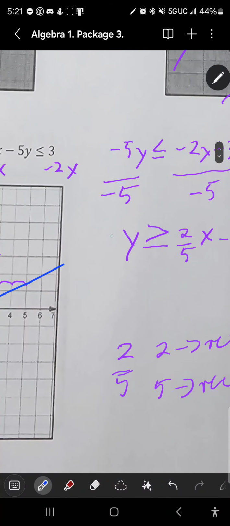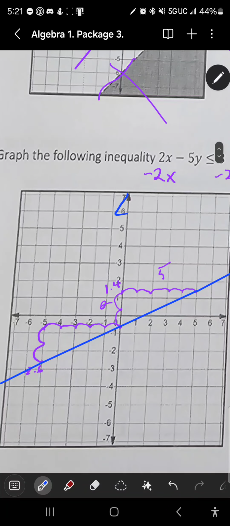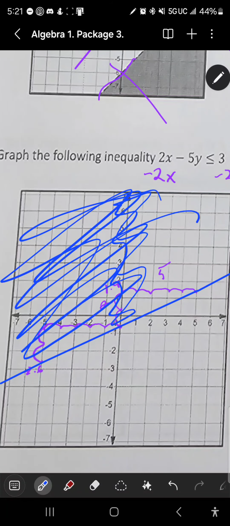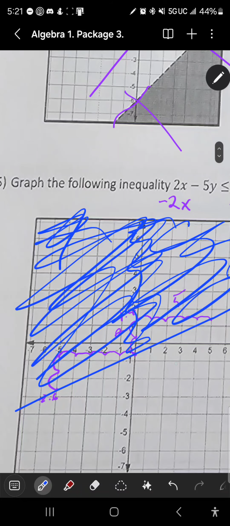Now we say that the y is greater than. So if the y is greater than, we're looking for the numbers over the line. So we shade this part. And yep, that's our answer.